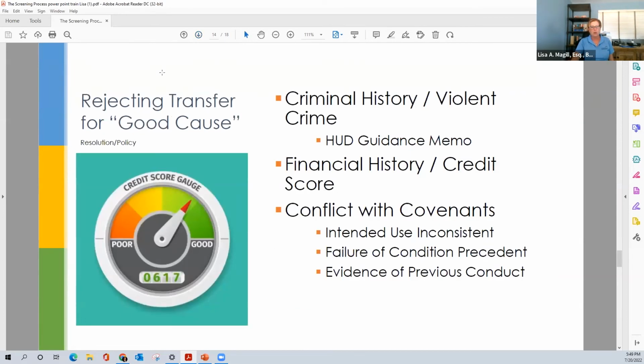Rejecting the transfer for good cause, we talked about this. So what are good causes? Criminal history, violent crime. I put in my slide the HUD guidance memo from 1 or 2 years ago, maybe it's 3 years ago. HUD did issue a memorandum indicating that reliance solely on a criminal history could be fodder for a claim for disparate impact discrimination.